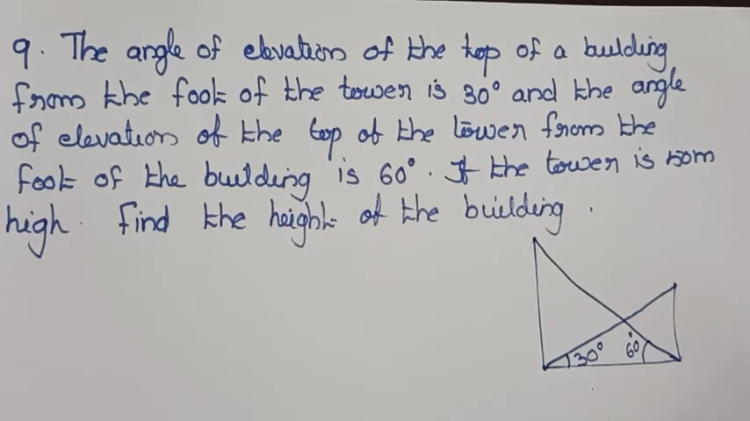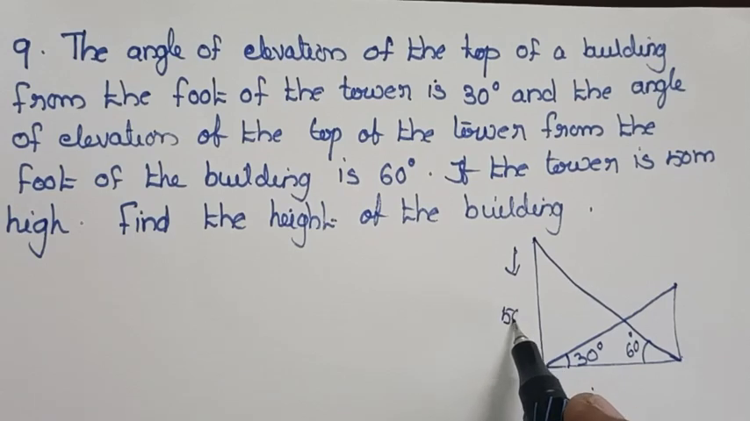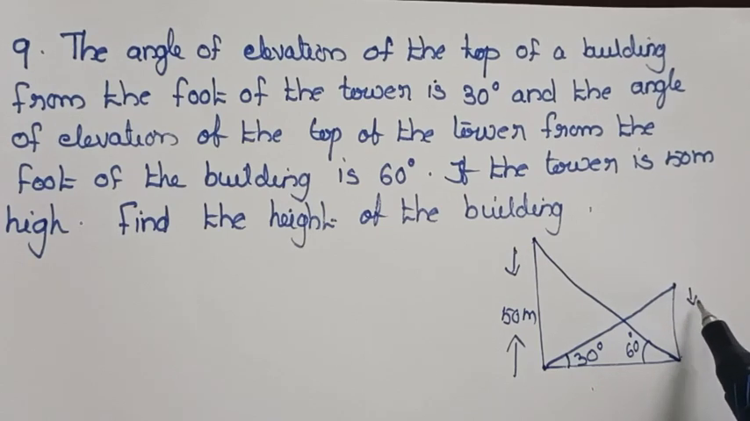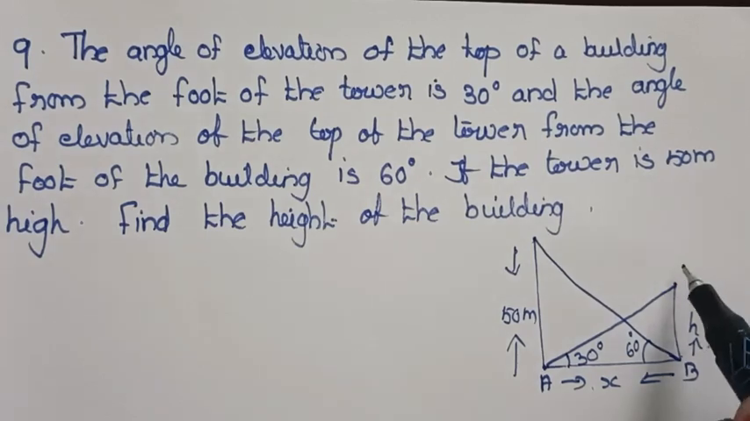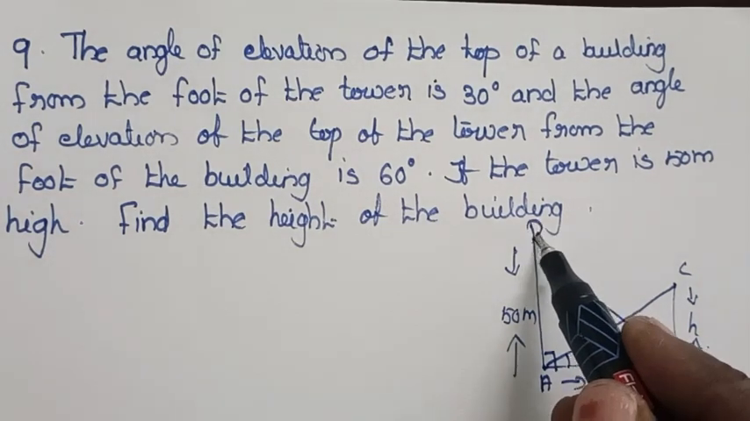If the tower is 50 meter high, the height of the tower is given as 50 meters. Find the height of the building. We can take it as h. We have to find h. Then take the common portion, this one, as x. Okay. So two right triangles. One is ABC, this right triangle. Second right triangle, ABD. Okay, ABD.